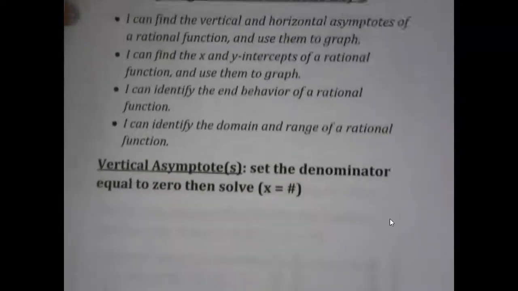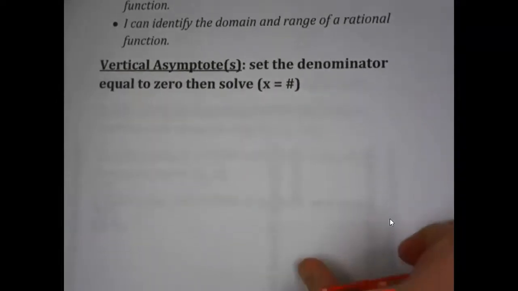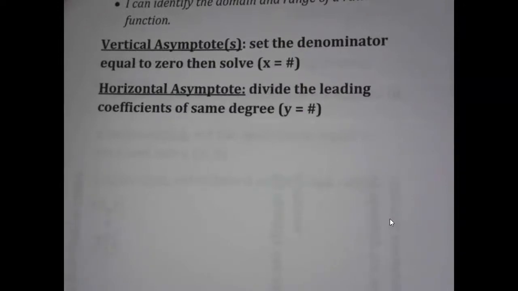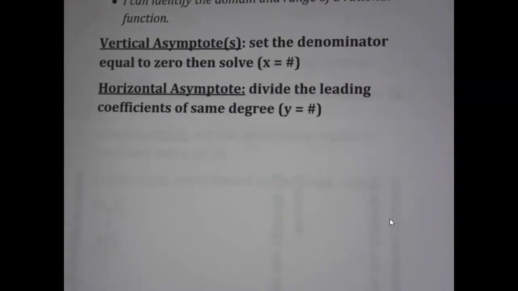Next, you want to find your horizontal asymptotes. To do that, you divide the leading coefficients of the same degree. And when we look at an example, that'll make a little bit more sense. But you'll end up with y equals a number, because horizontal asymptotes will be horizontal.